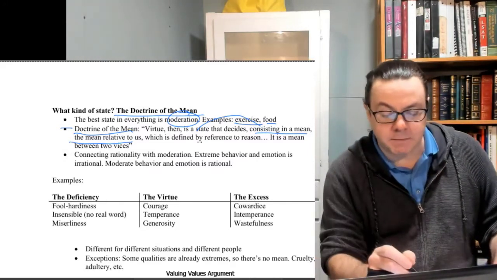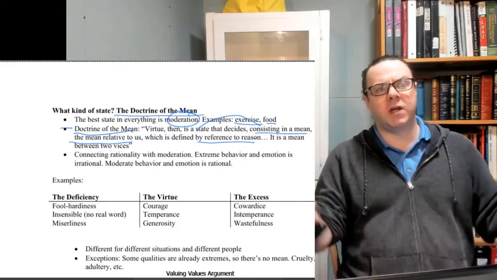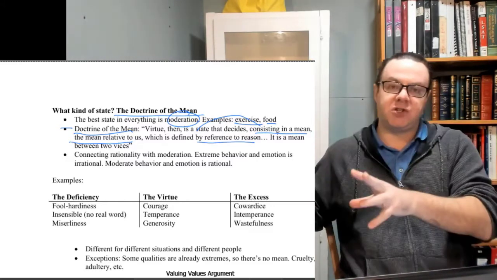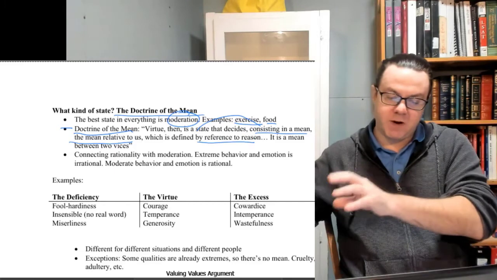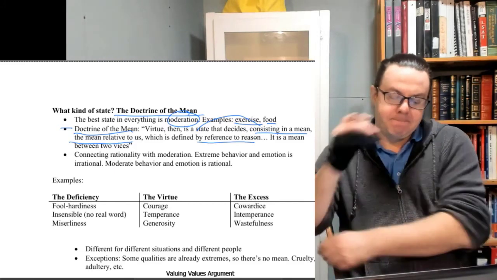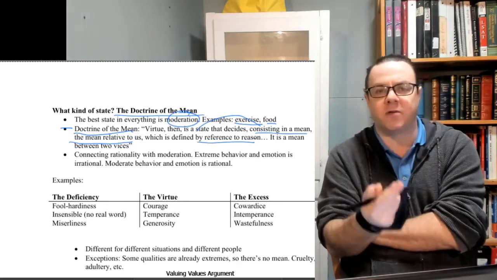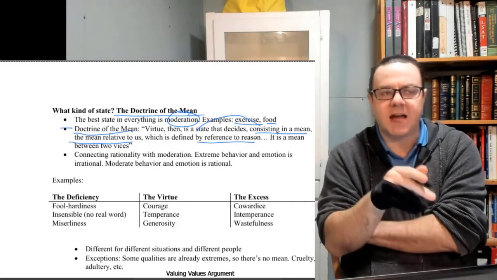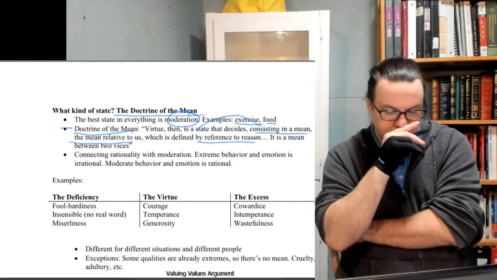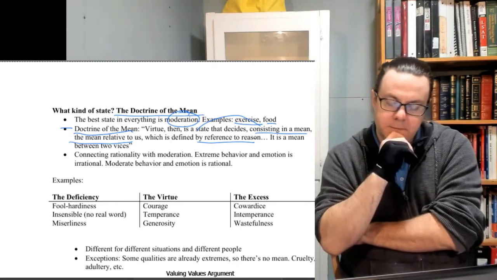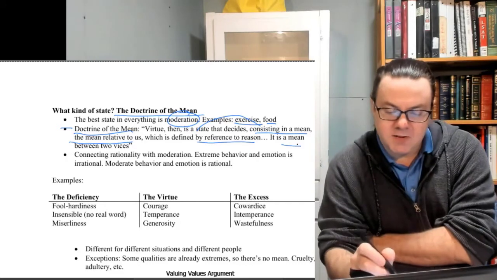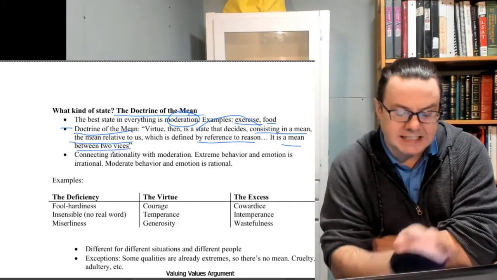And defined by reference to reason. So he's working in that connection too, that it's defined in reference to reason. And he mentions this point about, well, it's reason as a practical person would determine it. So there's a rational amount of something. And it will sort of come back to the person of practical reason. And it's a mean between two vices, he says.